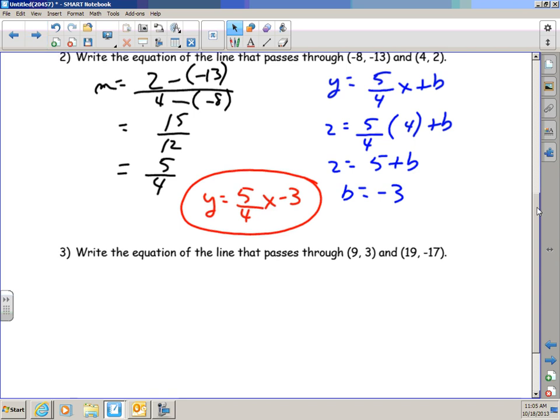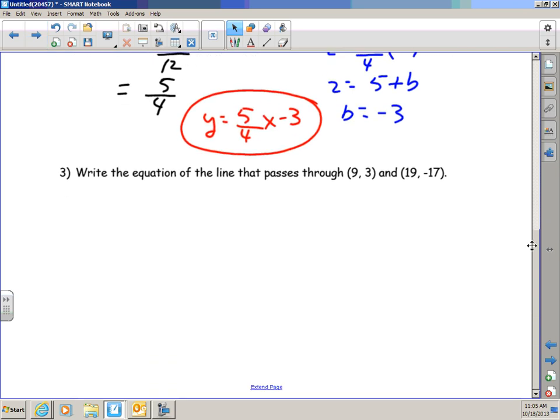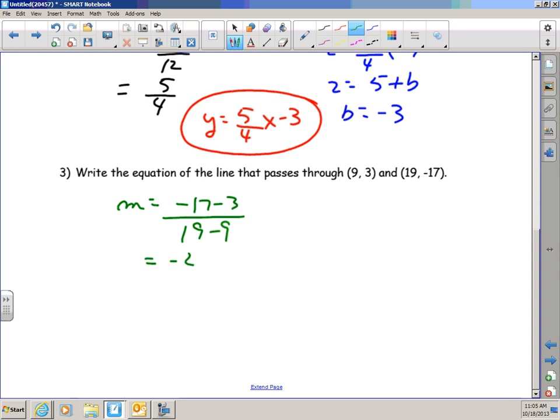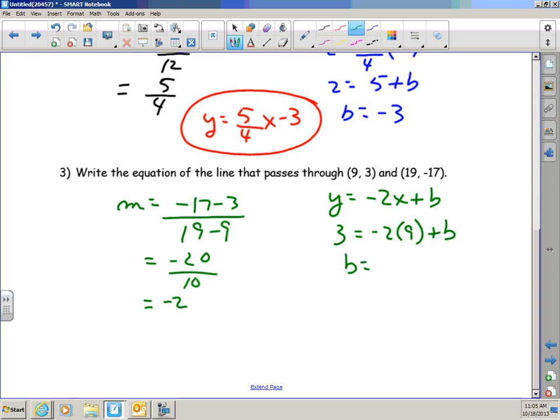And then the final example, slope, -17 minus 3, 19 minus 9, -20 over 10, which is a -2. Start with my equation, substitute in one of the pairs. I get b to be positive 21. So I have a final answer of y equals -2x plus 21.